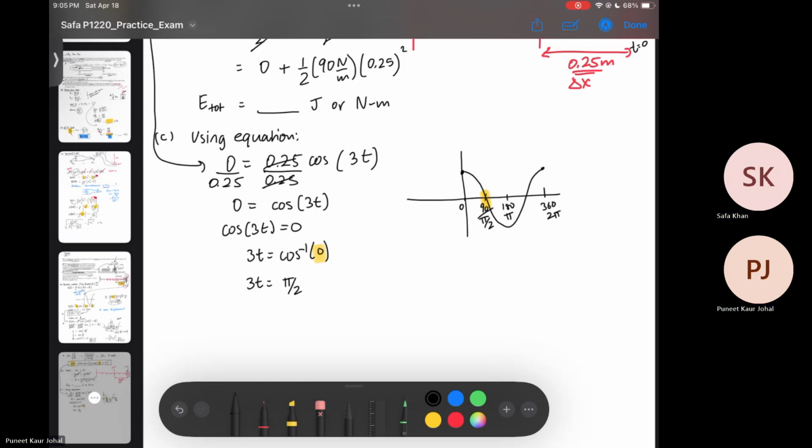And then you can find your t by just dividing by 3 on both sides. So pi over 2 divided by 3 is just pi over 6 seconds. So at pi over 6 seconds, you can convert that to decimals if you would like. That'll give you a more appropriate answer. That's when x will go to 0.